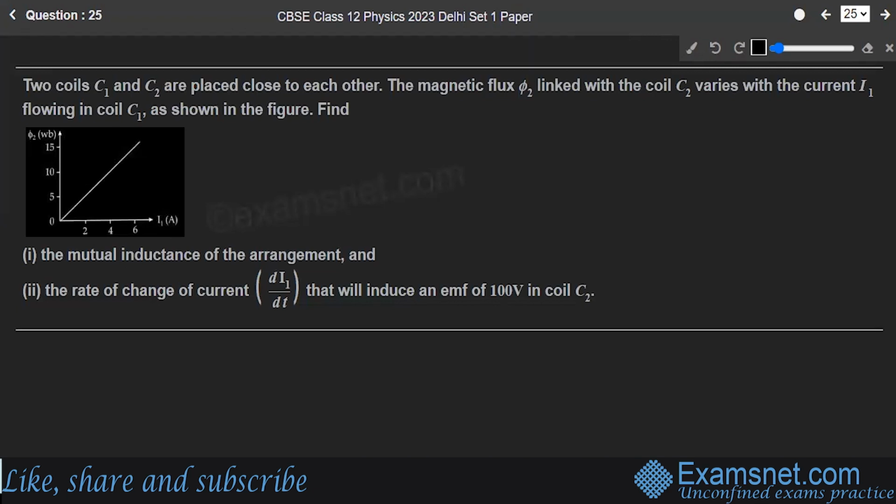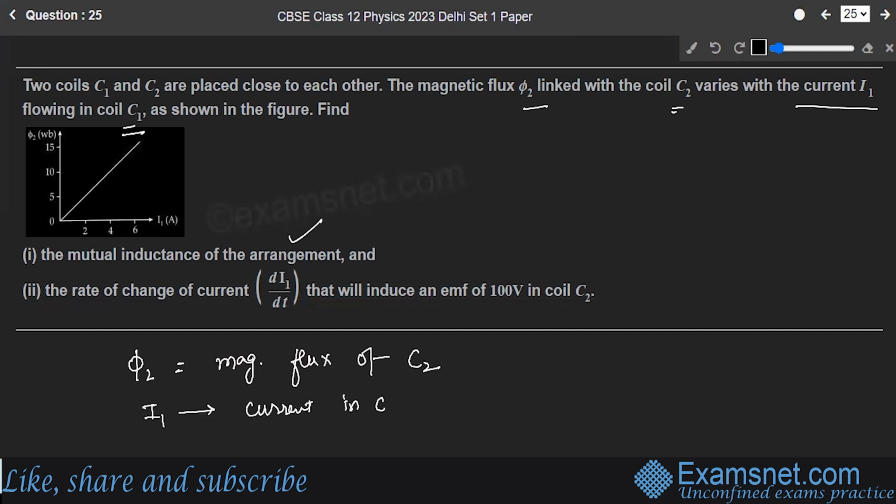Two coils C1 and C2 are placed close to each other. The magnetic flux phi2 linked with the coil C2 varies with the current I1 flowing in the coil C1 as shown in the figure. From the figure, you have to tell, number one, the mutual inductance of the arrangement. Let's go for this first. So you have phi2, the magnetic flux of the C2 coil, and I1, the current in C1.